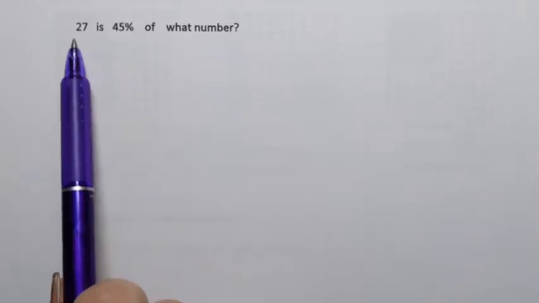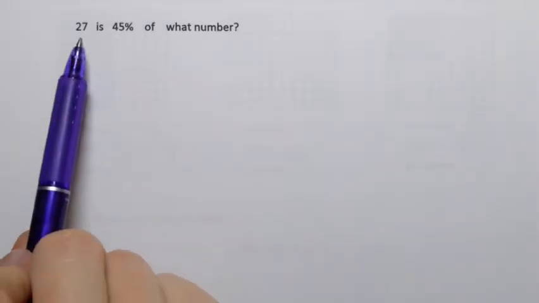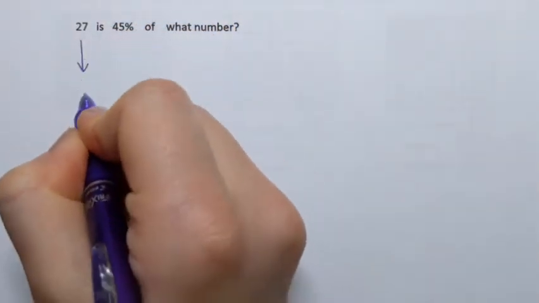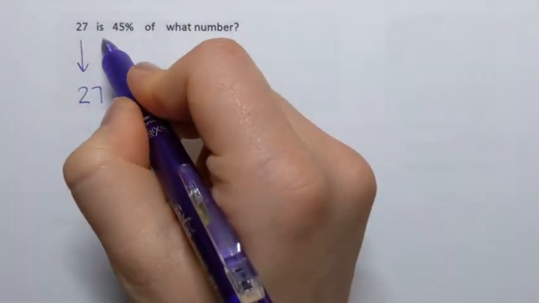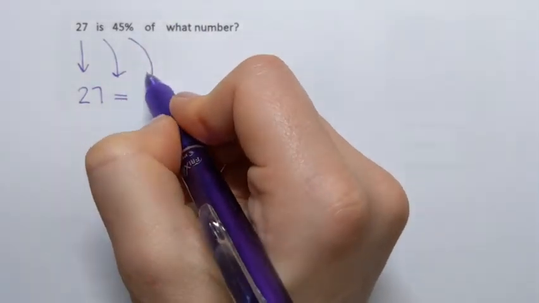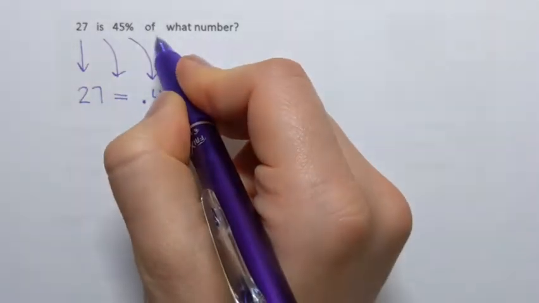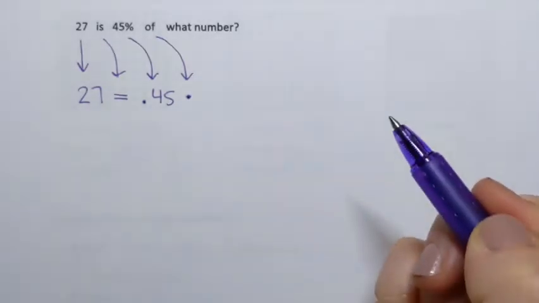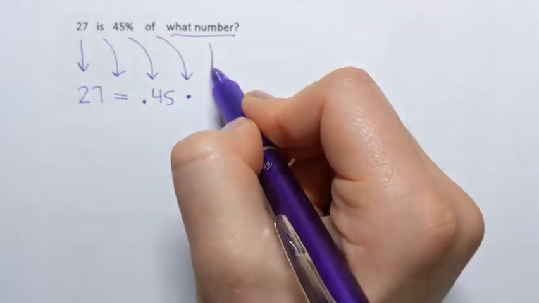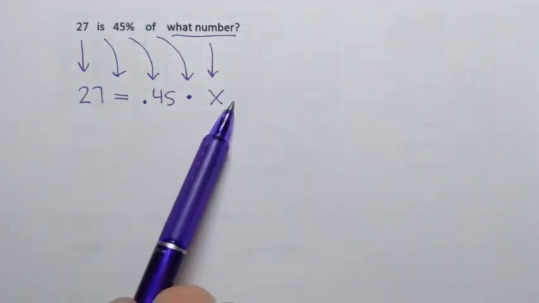This is our next example. 27 is 45% of what number? Again, we start by translating every single part of that sentence into math symbols. Now 27 is already a number, so we just keep it as 27. Is is an equal sign. 45%, a percentage, we convert to a decimal. 45% is the same as the decimal 0.45. Of is the multiplication sign. And then what number? It's the question words, and that's what we don't know. So that's why we're going to use x, the unknown. And that's the equation we obtained.